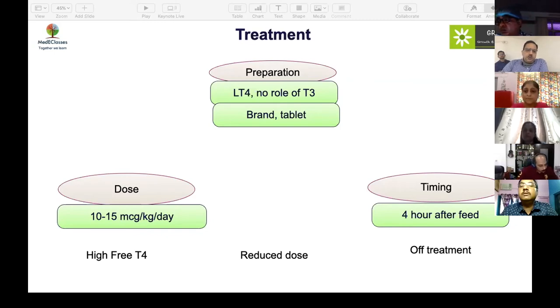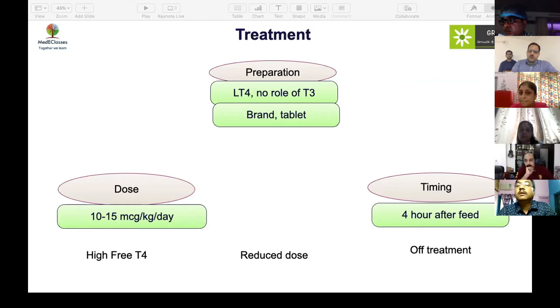Yeah, so on follow-up, T4 was very high. The dose had to be reduced, but still his T4 remained high and we were able to take him off the treatment. Now, parents have been counseled this is a permanent cause. Why do you think his thyroid requirement has come off now?